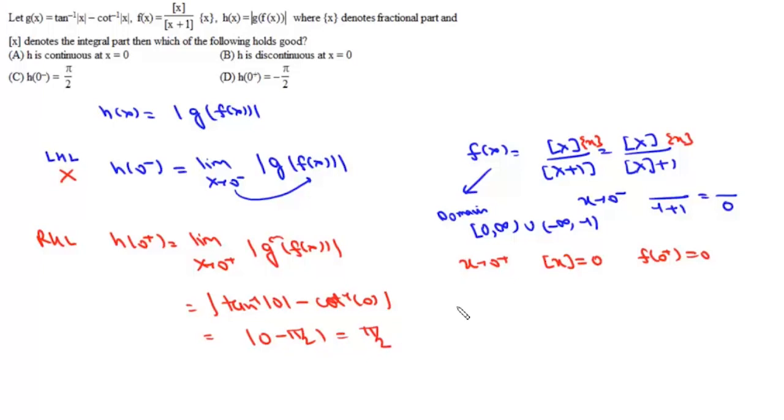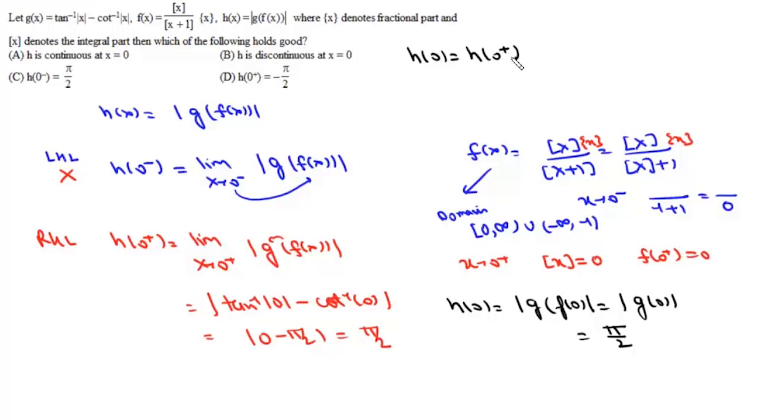Now we'll find value of this function at 0. Now h(0) is g of f(0). Now f(0) is clearly 0, so it will be this g(0), and g(0) is again tan inverse 0 minus cot inverse 0, which is pi by 2. So for this function, h(0) equals h(0 positive), and on the left hand side this function is not defined. So this function is continuous at x equal to 0.